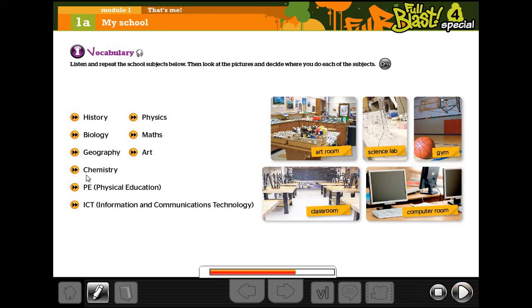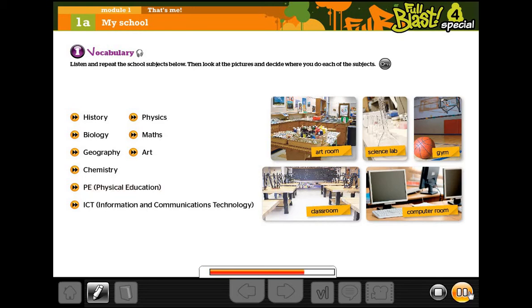Chemistry. Repeat after me. Chemistry. Where do you do chemistry? Very good. In the science lab. Let's continue. P.E. P.E. means physical education. Please repeat after me. Physical education. So, where do you do P.E.? It's very easy. Very good. In the gym.